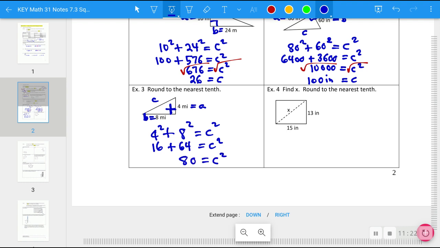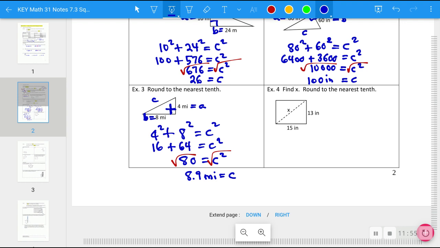Equals c squared. Now that's really close to 81. If it were 81, I wouldn't need my calculator because 9 times 9 would be 81. This thing's a little less than 9. I know 9 times 9 would give 81, a little higher. So this is slightly less than that. And if you take the square root of both sides, then you end up with about 8.9, which is pretty close to the 9 that I said earlier. So 8.9 miles, that's the length of the hypotenuse.